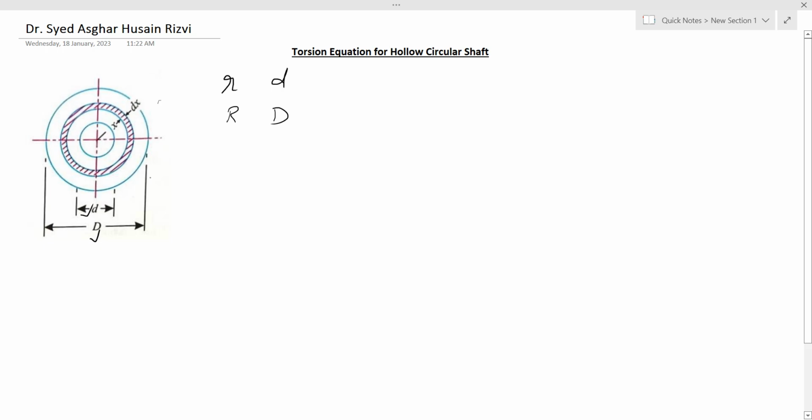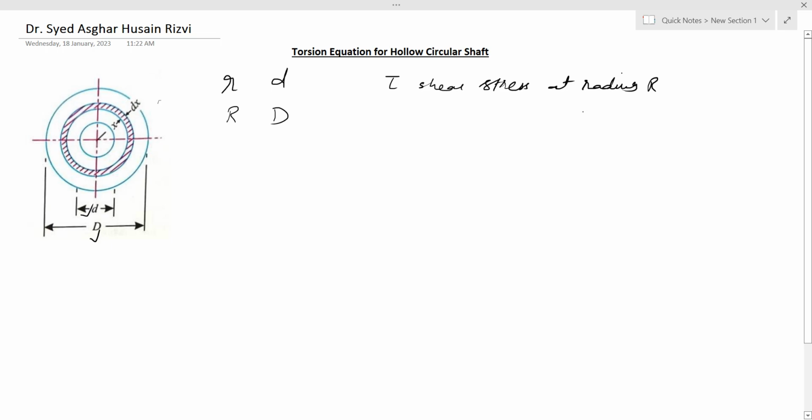Let tau be the shear stress at a radius of capital R, that is, the shear stress at the total radius, the outer radius.